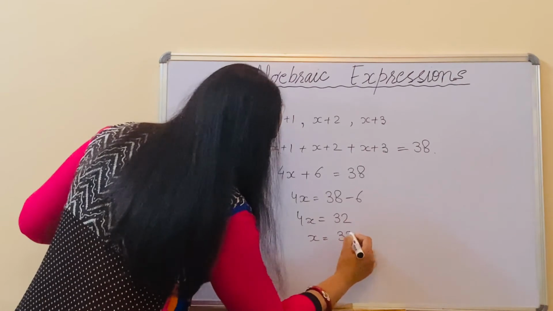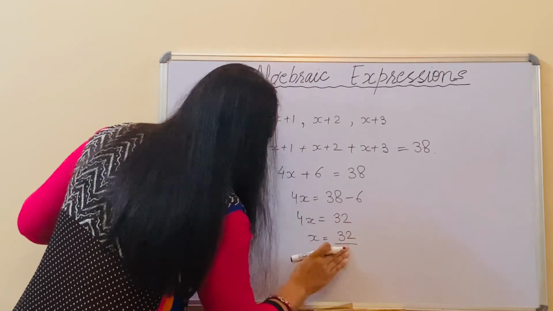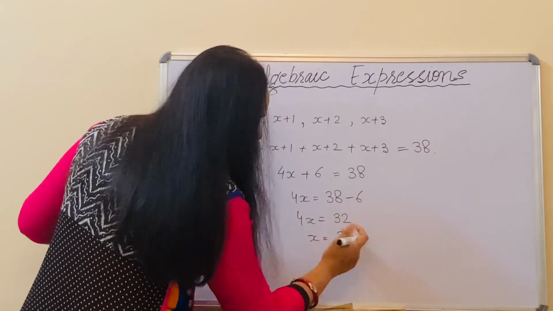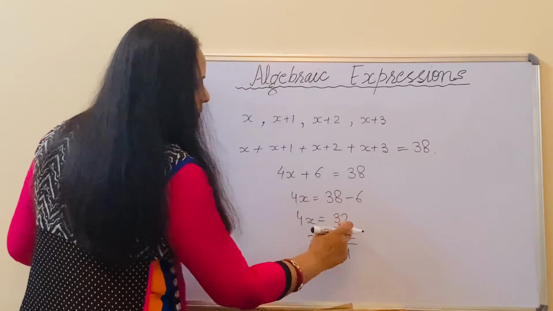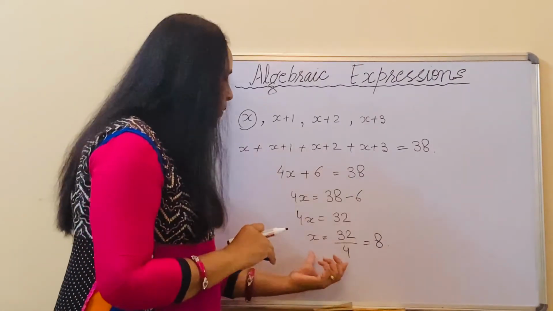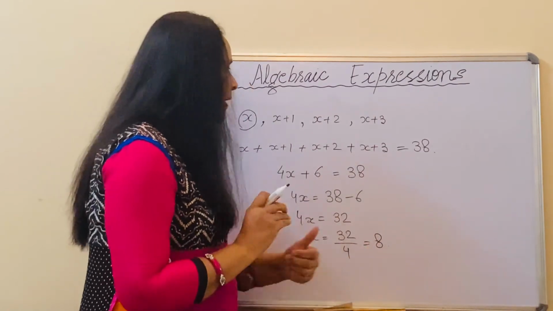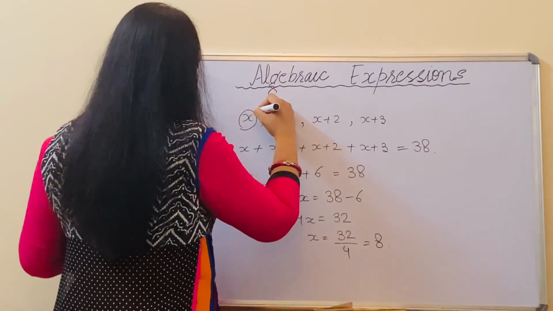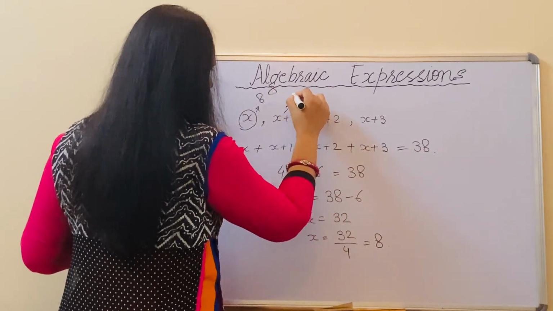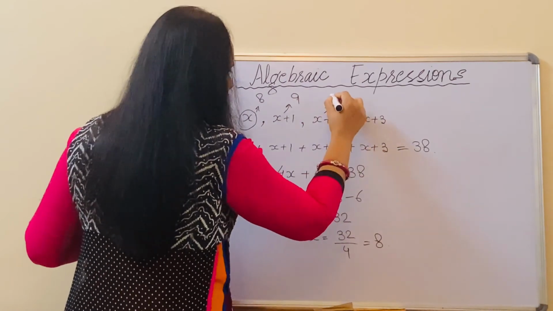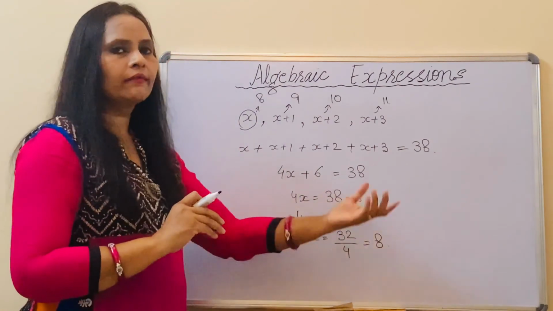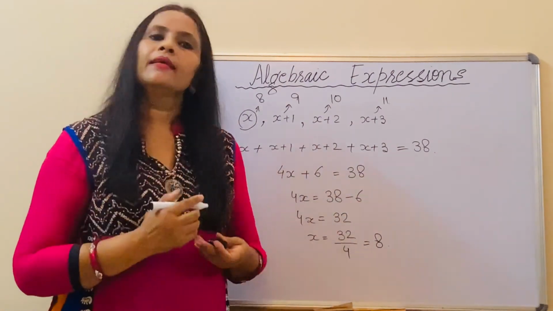x is equal to 32 by 4. Now dividing 32 by 4 comes out to be 8. The value comes out to be x is equal to 8. So the 4 consecutive numbers will be x, 8, x plus 1, 9, 10, and this comes out to be 11. So the 4 consecutive numbers will be 8, 9, 10 and 11.